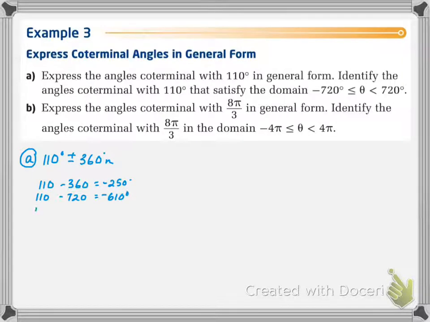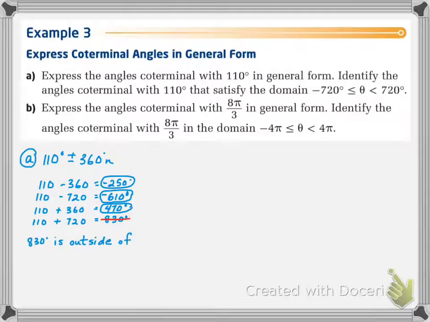Now again, if I started with 110 and I added 360, I'm going to get 470 degrees. And if I went 110 plus 720 degrees, I'd end up with 830 degrees. But notice that 830 degrees is beyond 720 degrees, so we're going to have to cross that one out and say that 830 degrees is outside of our domain. Those are our three answers for this question.